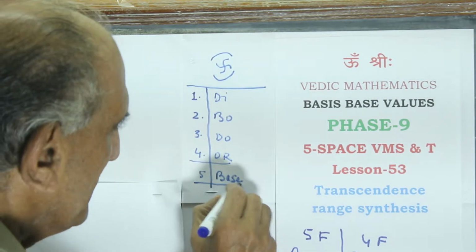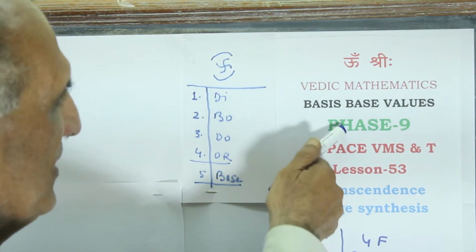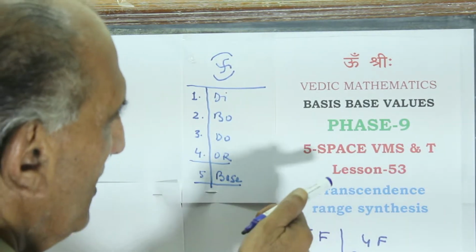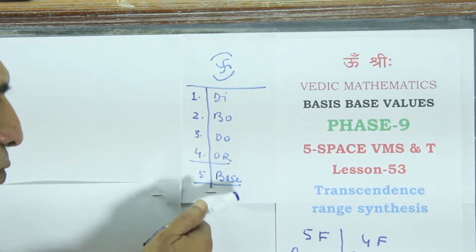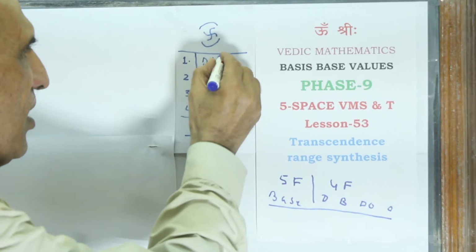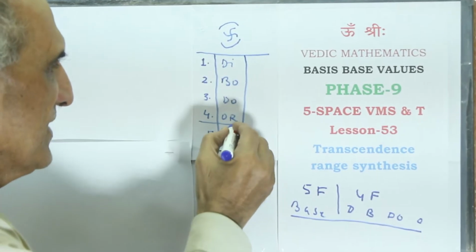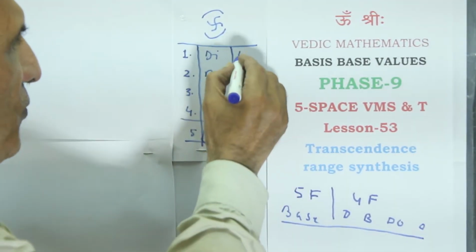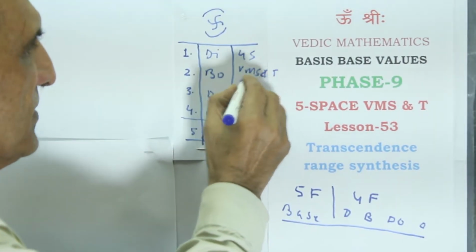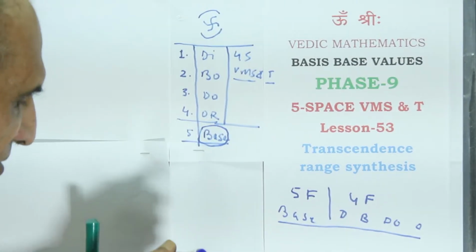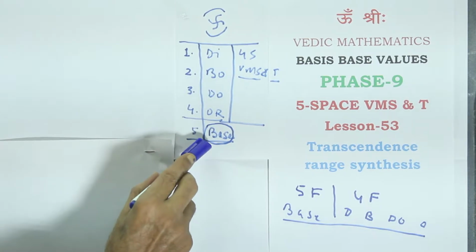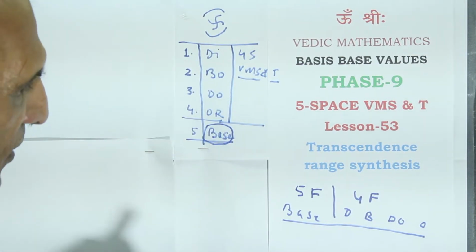Therefore, the focus in phase 5 upon 5 space VMST in fact takes us to the base fold, because the first four folds remain of identical focus as has been in 4 space VMST format. Therefore, 4 space VMST format and 5 space VMST format distinguish themselves in terms of the fifth fold.